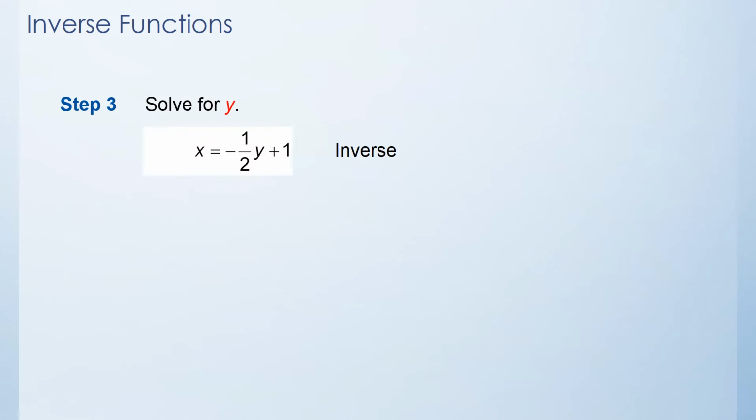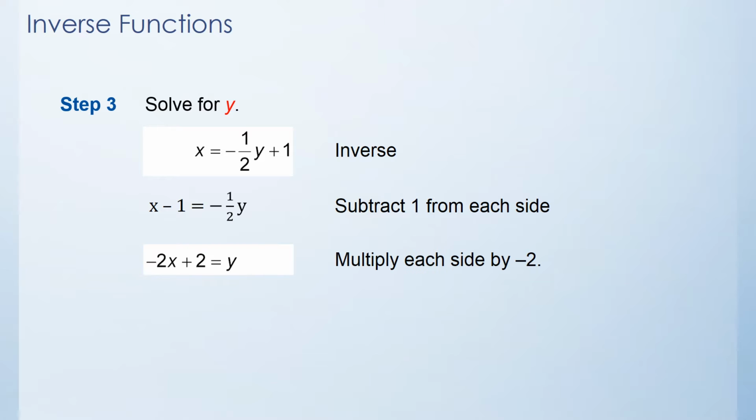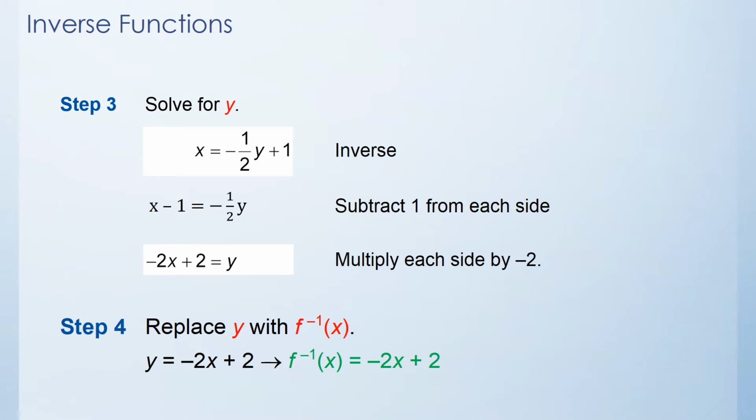The third step is to solve for y, and so we're going to start by subtracting 1 from each side of the equal sign. Then I want to multiply both sides of the equal sign by negative 2 in order to get rid of that negative 1/2, because negative 1/2 times negative 2 will give us a positive 1. And then I replace y with the inverse of f of x. So here my final answer is, the inverse of f of x is equal to negative 2x plus 2.